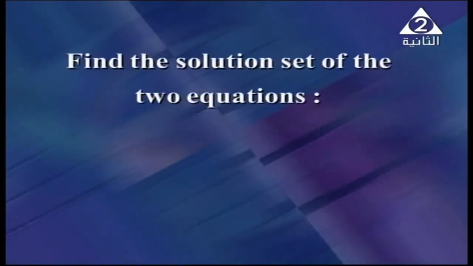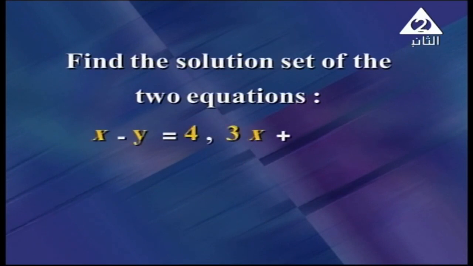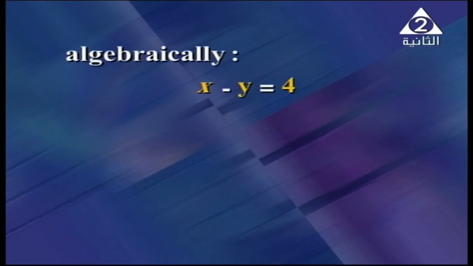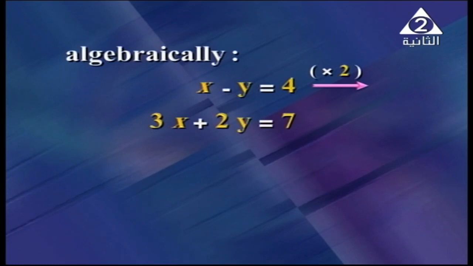Another example, find the solution set of the two equations, x minus y equals 4, 3x plus 2y equals 7, graphically, and then verify your answer algebraically. How can you find the solution set algebraically first? Yes, that's correct. You are going to notice that the two equations are x minus y equals 4, 3x plus 2y equals 7. We are going to multiply the first equation by 2 so as to make the coefficients of y, one of them additive inverse of the other.